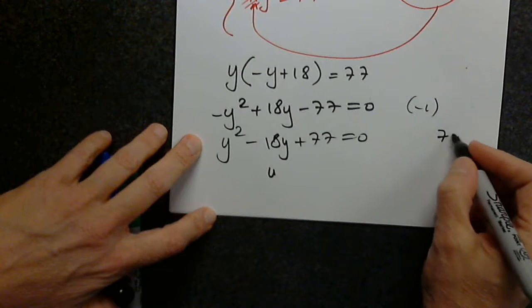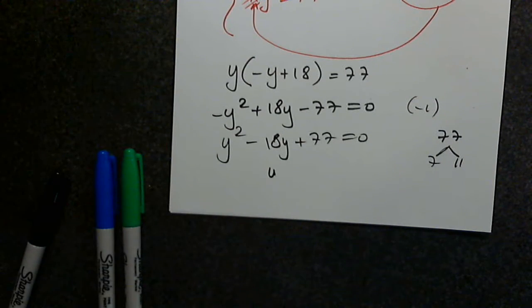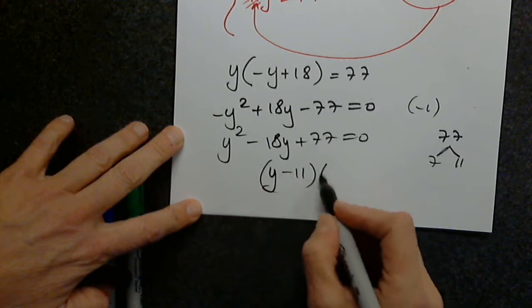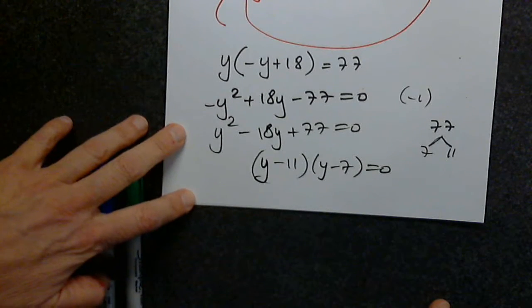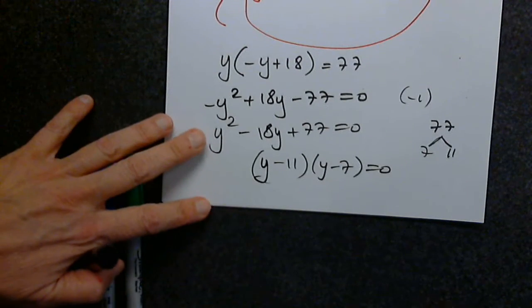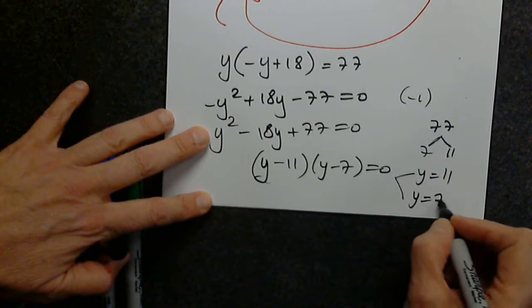77 is not a difficult number to work with. It's just 7 times 11. There is nothing else, and that should do it because the sum is negative 18. So how do we factor this? y minus 7 times y minus 11. That's it, because 77 is kind of a friendly number when it comes to factoring. So then we have two options, 11 and 7.